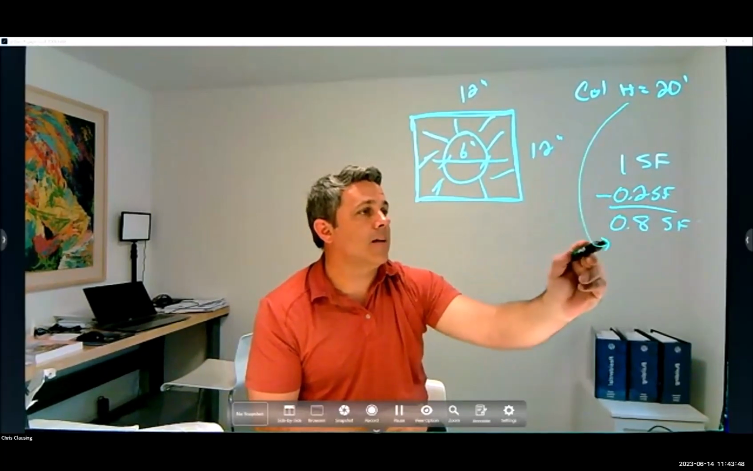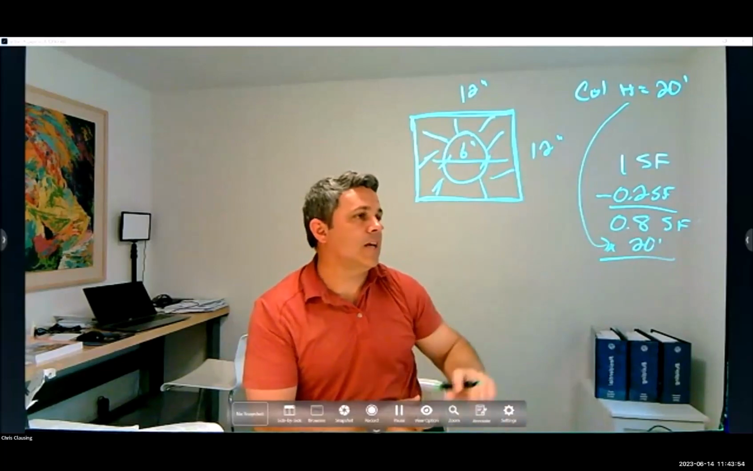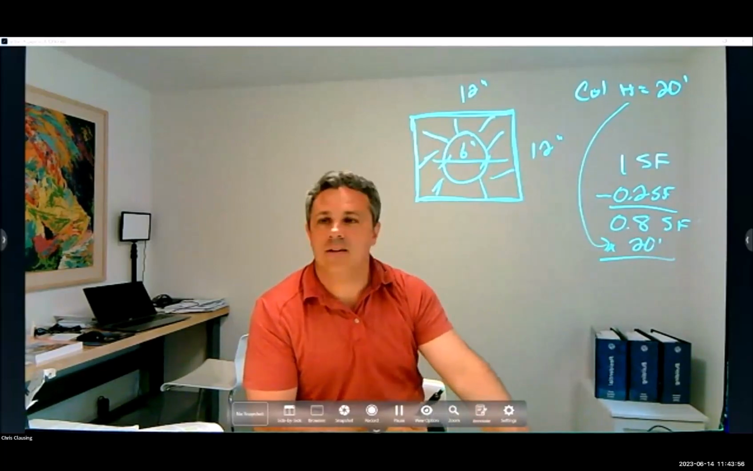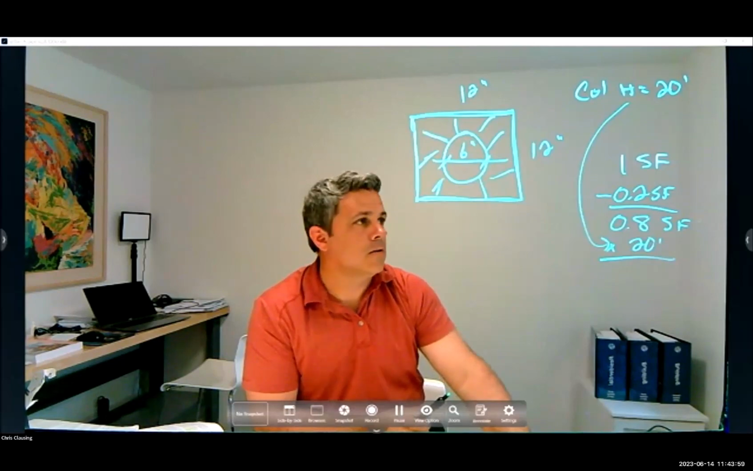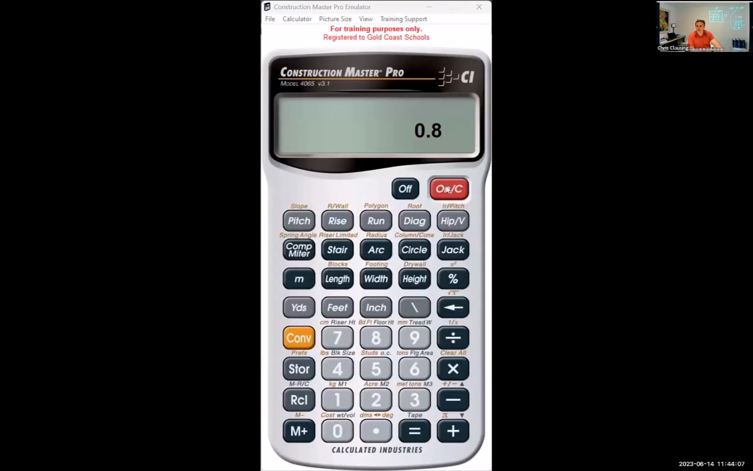Now I can multiply that times my 20 feet height. And what's that give me? Let me show you while I'm doing it. So 0.8 square feet times 20 feet. That's going to give me 16 cubic feet. I don't want it in cubic feet. I want it in cubic yards. So I'm going to click yards. So I know that this column is essentially 0.6 cubic yards of concrete.